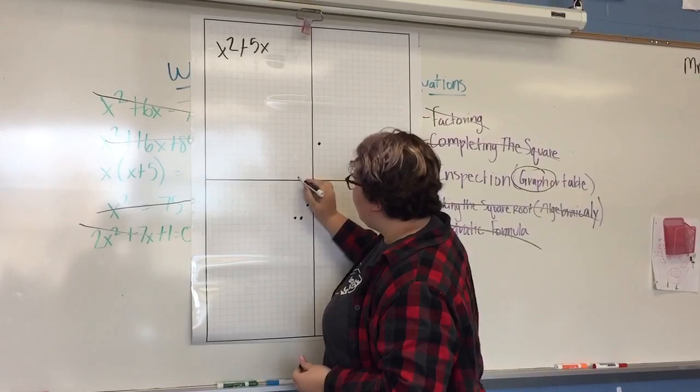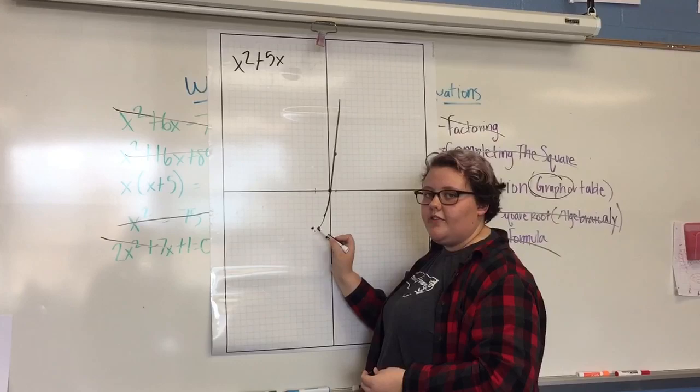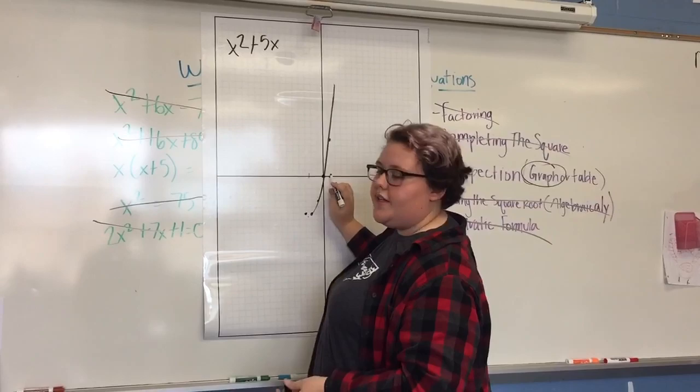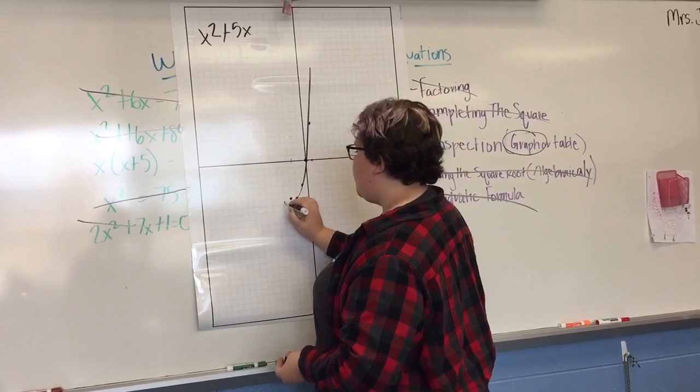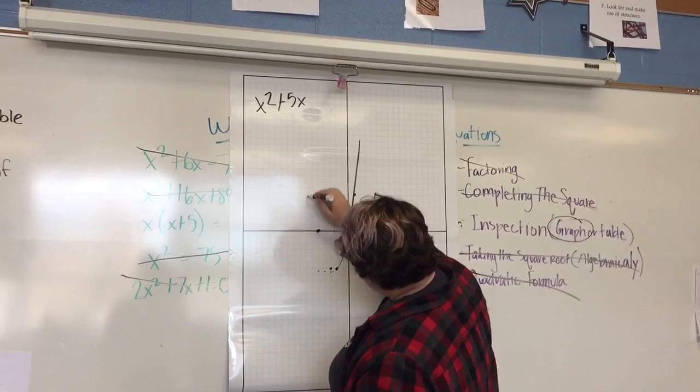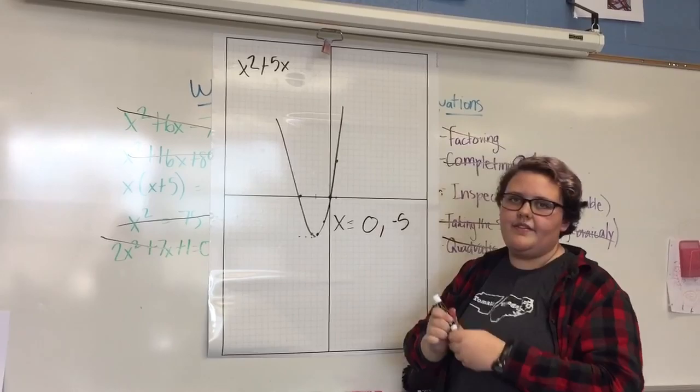It's going to be our coordinate, and because our points are going to be equal distances from the line of reflection, which is on the vertex, we know that our zero, or our solution, is going to be 2.5 points away. So if we go 2.5 points this way, we know that our point's going to be on the line right here. So we know that our solutions are going to be 0 and negative 5. So x equals 0 and negative 5. Thank you.